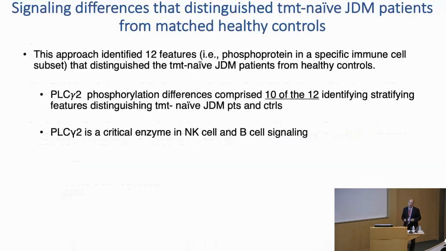And this approach identified 12 features, again, phosphoproteins in a specific immune subset that distinguish the treatment-naive patients from the controls. And surprisingly, PLC gamma 2 phosphorylation differences comprise 10 of these 12 stratifying differences that distinguish the two groups. And as I've implied earlier, PLC gamma 2 is a particularly critical enzyme in NK cells and B cell signaling. So T cells primarily use PLC gamma 1, but they express PLC gamma 2.